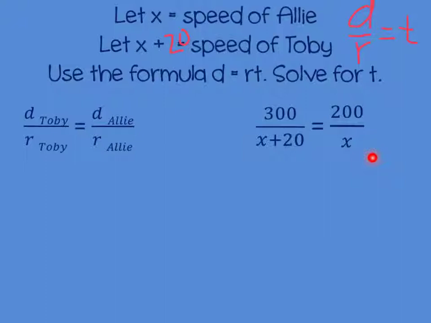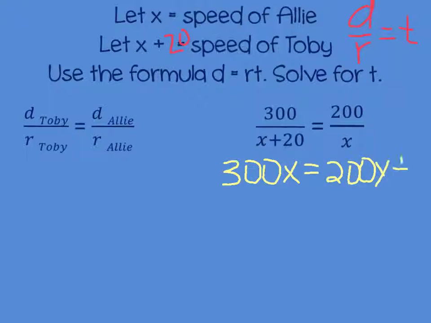So we do 300 times x, which is 300x, and we do 200 times x, which would be 200x, and we have 200 times 20, which would be 4,000.